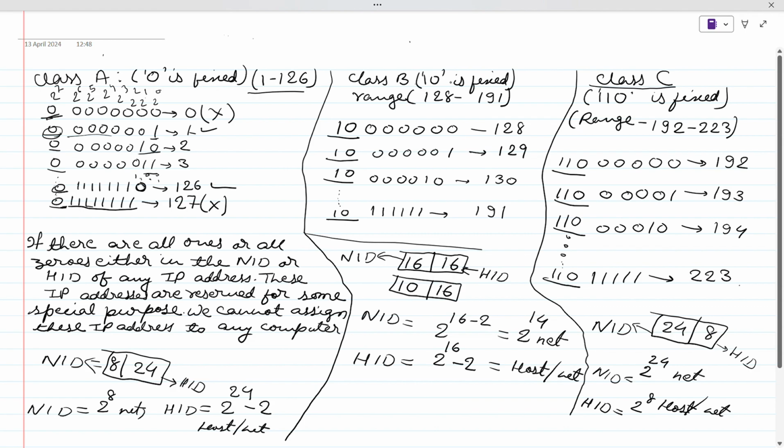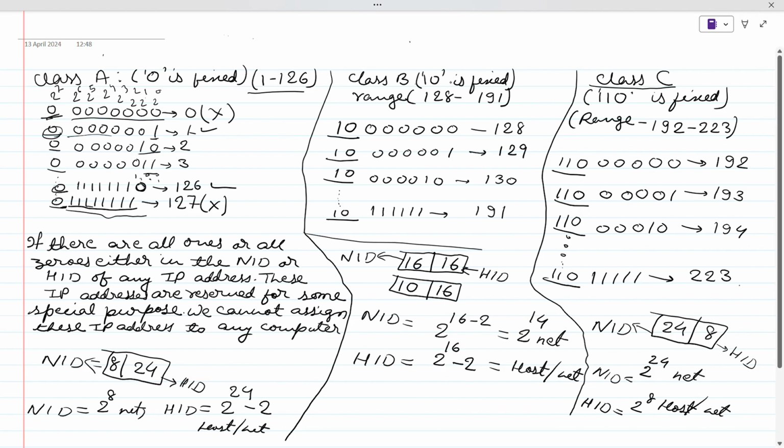So here it has been said that if the NID or HID part is all 0 or all 1, and mainly the HID part, the host identification part, meaning computer identification part, is all 1s or all 0s in any IP address, then that cannot be used for assigning the IP address to any computer. These are used for some other purpose.